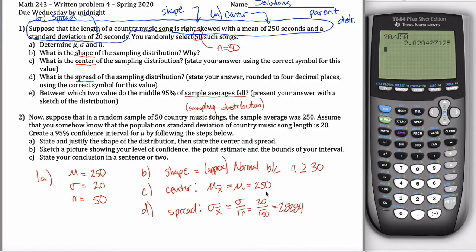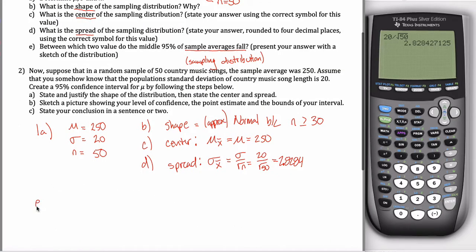But I can tell you that I almost prefer this form to this form, so I don't even know why I asked you to do that. Not really that important. There's B, C, and D. Why did I ask you B, C, and D? All to set up question E. E says, between which two values did the middle 95% of sample averages, we're talking about the sampling distribution, fall? Present your answer with a sketch of the distribution.